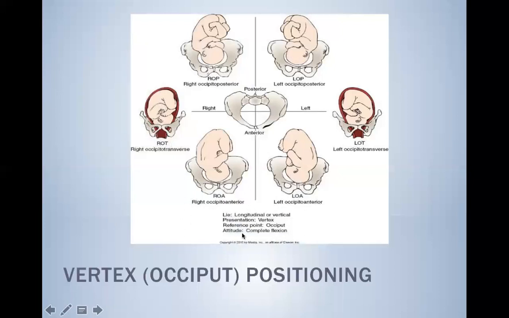So you can see here some of the information. The lie has to do with the longitudinal or vertical direction. The presentation, here these are all vertex presentation. So the lie is either posterior or anterior. And then the presentation is going to be vertex, which means head down. The reference point, we're always talking about the occiput because that's what we want to come out first.